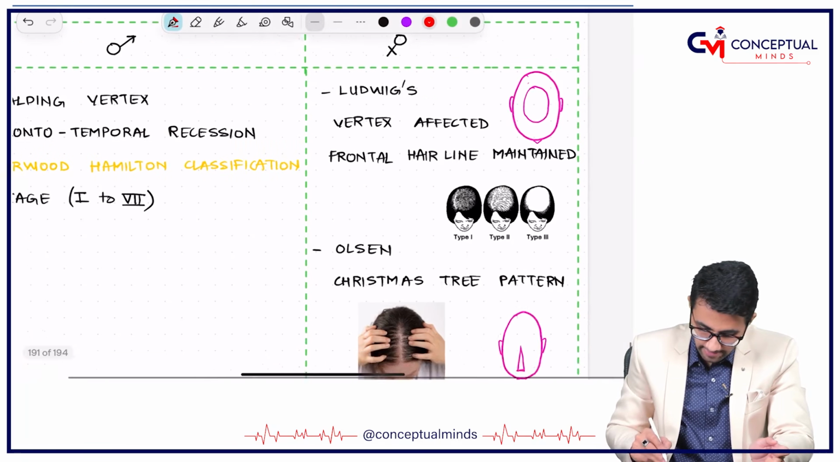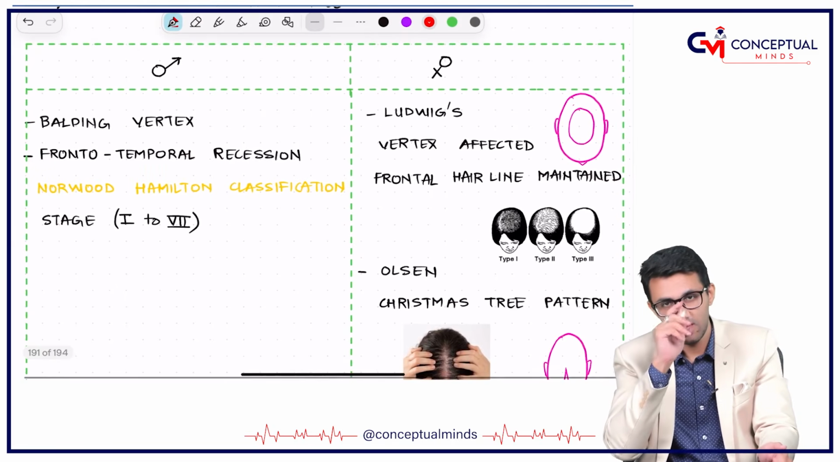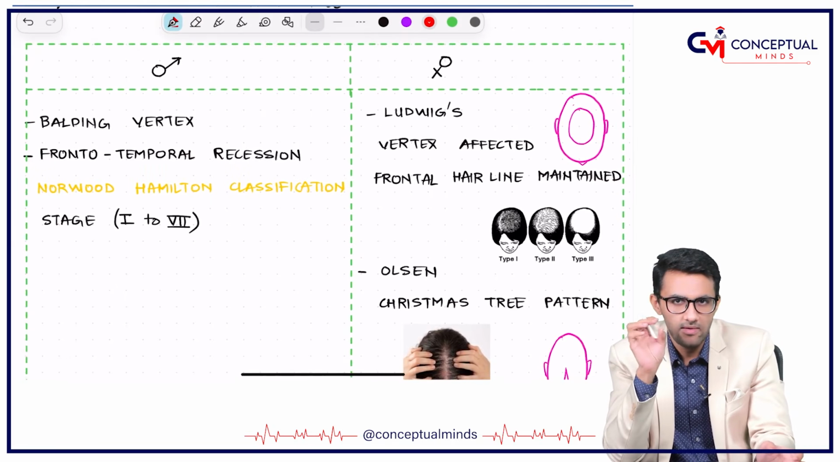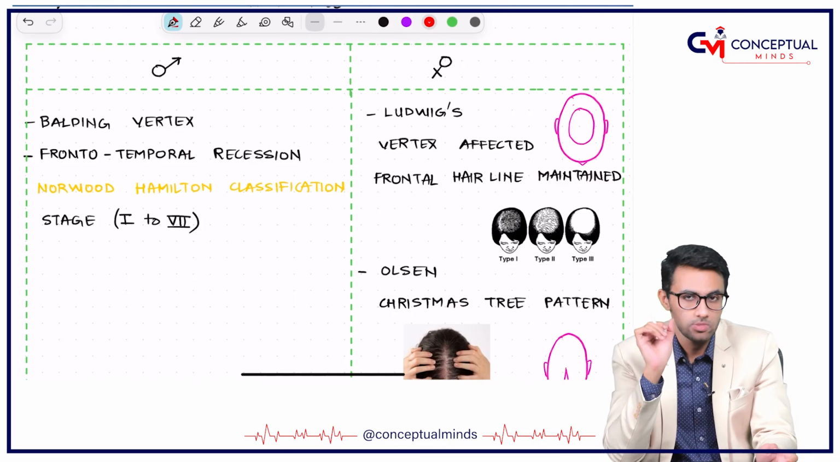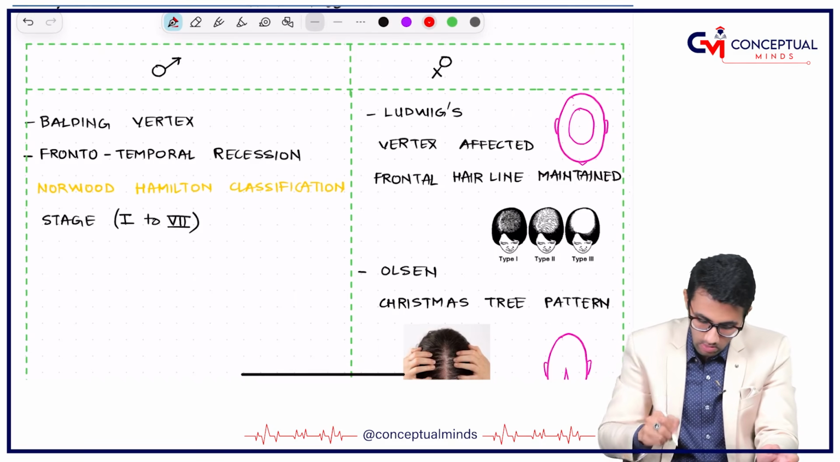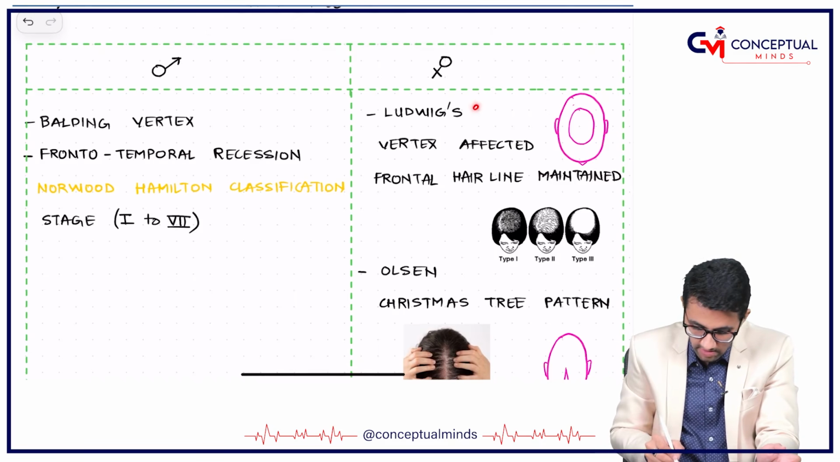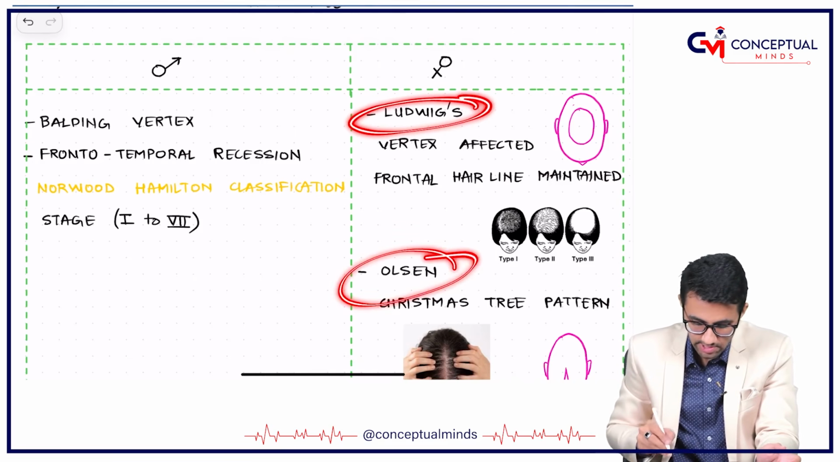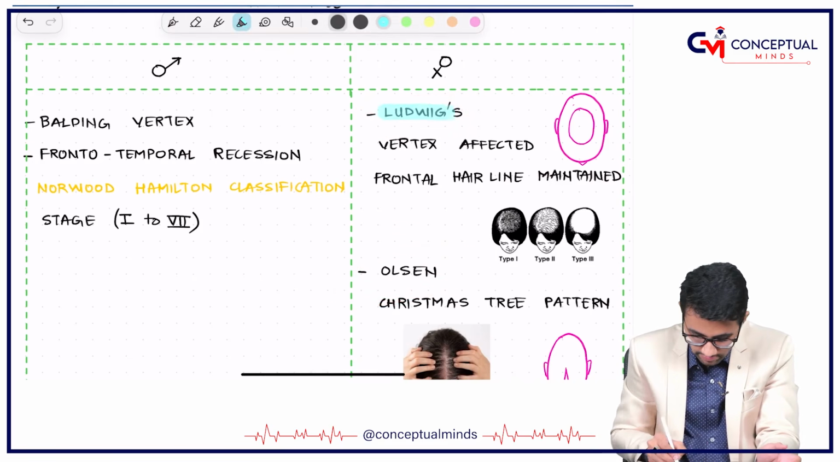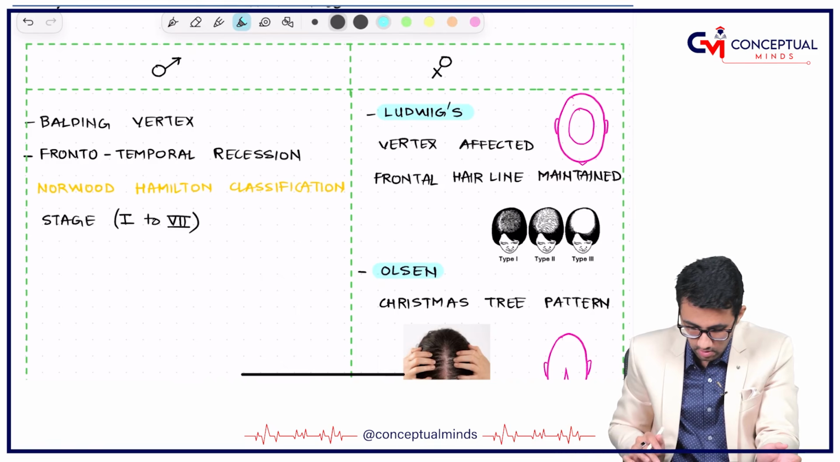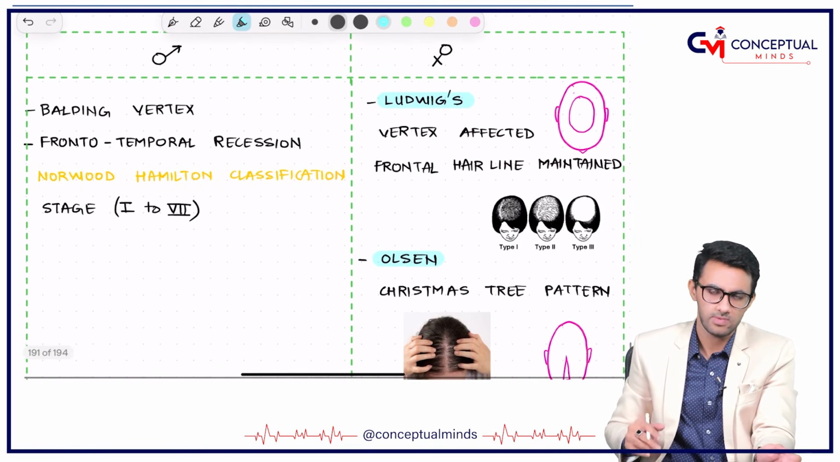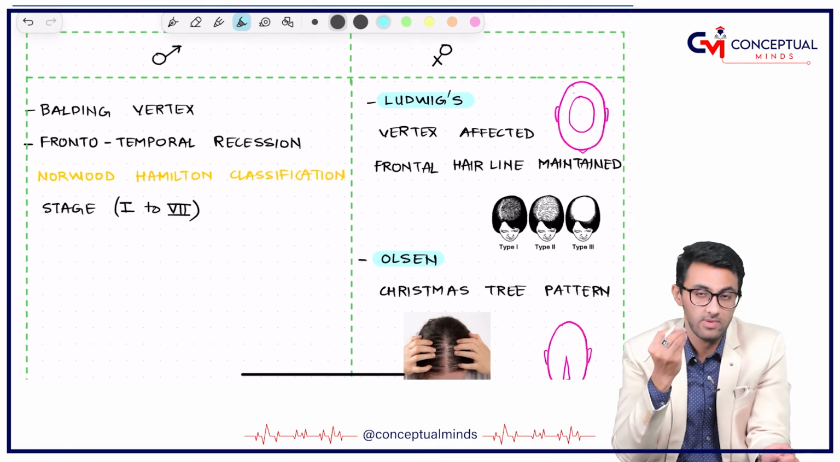Okay, fine. How about the female? So in the female population, we can see two different types of hair loss pattern. So what are these? First of all, we have the Ludwig and we have Olsen. We have Ludwig and we have Olsen pattern. So in which one can we see which characteristic property?